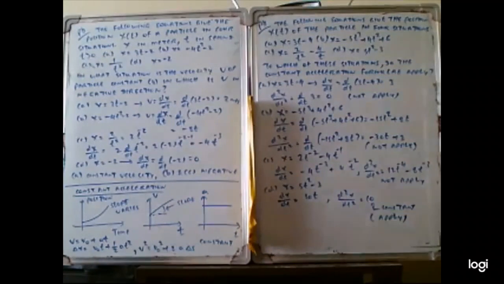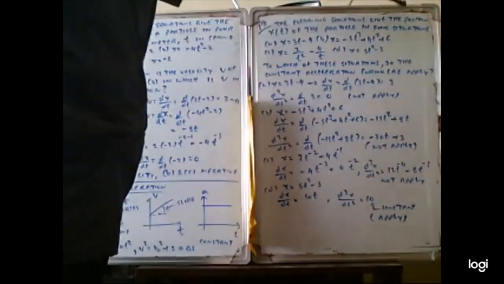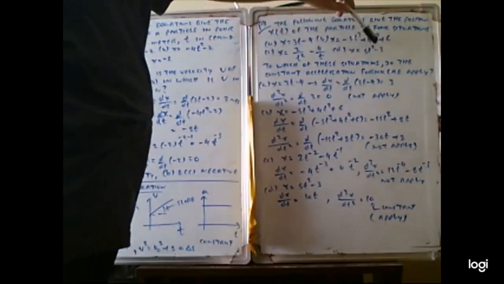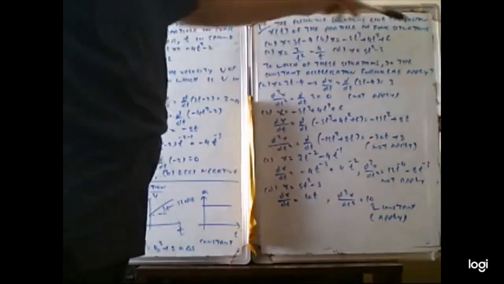Okay, this problem. The following equations are given for the position x of a particle in four situations. A: x is equal to 3t minus 4. B: x is equal to minus 5t³ plus 4t² plus 6. C: x is equal to 2/t² minus 4/t. D: x is equal to 5t² minus 3. So to which of these situations does the constant acceleration formula apply?